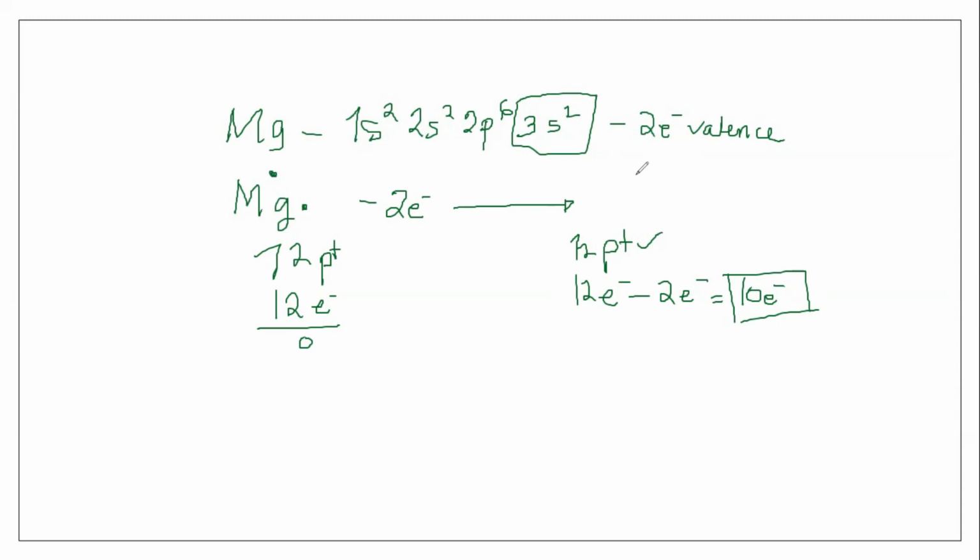So therefore, magnesium will become positively charged. At ilan ang itataas niya? Definitely 2. Kasi mas mataas siya ng dalawa dito, which is 12, as compared to 10 electrons. So that's the equation. That's how magnesium forms its ion. Okay, another example.